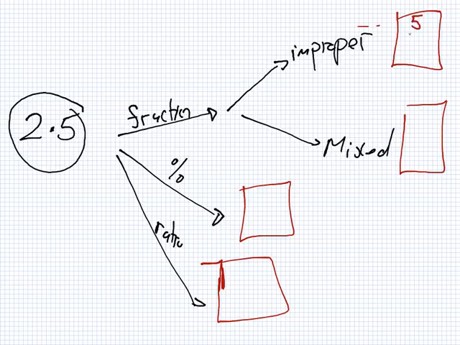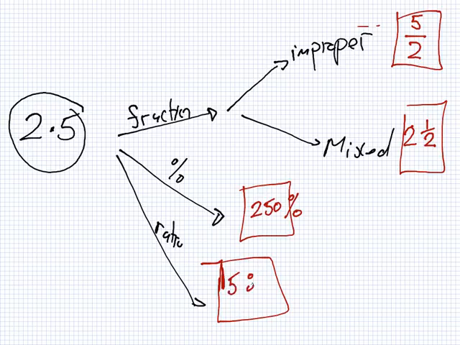5 over 2. And what is it as a mixed number? 2.5. Yeah. As a percentage? Very good, 250%. Very good. And as a ratio?